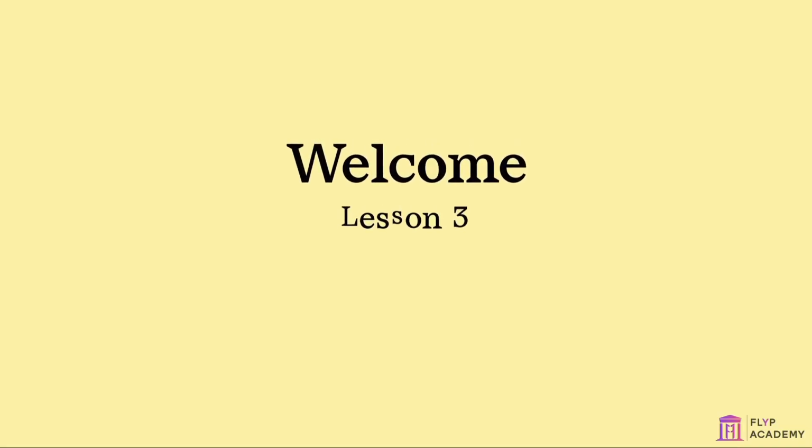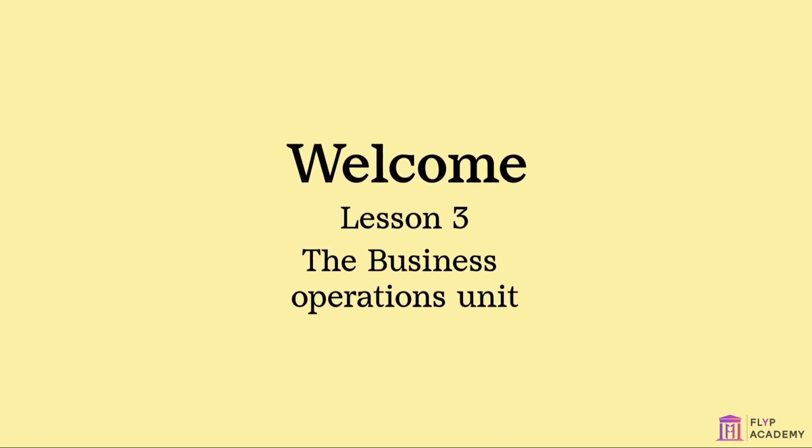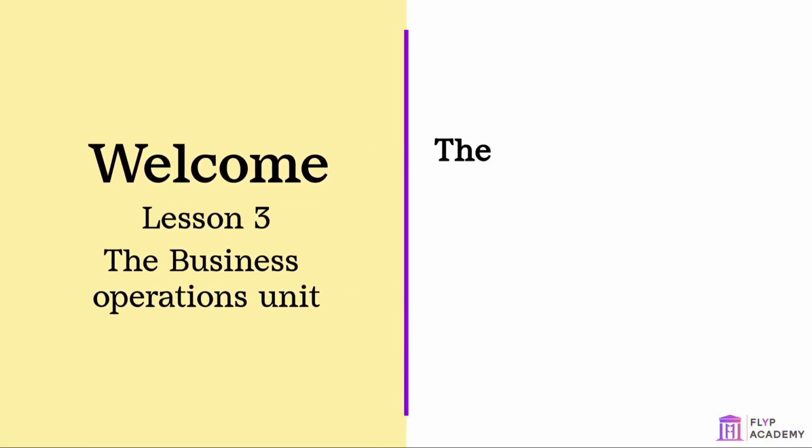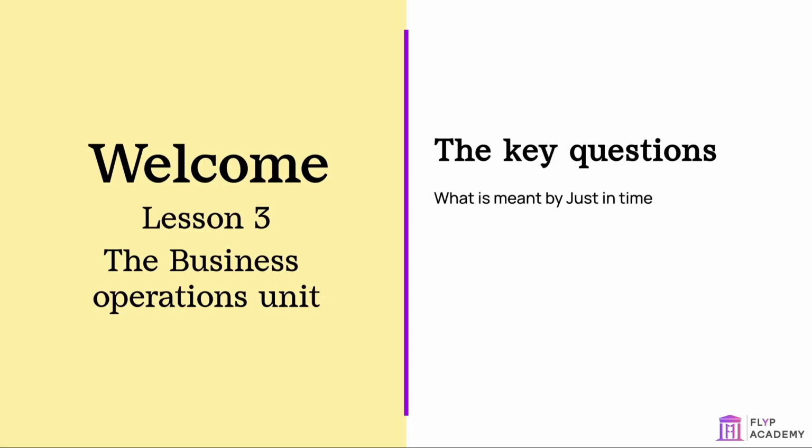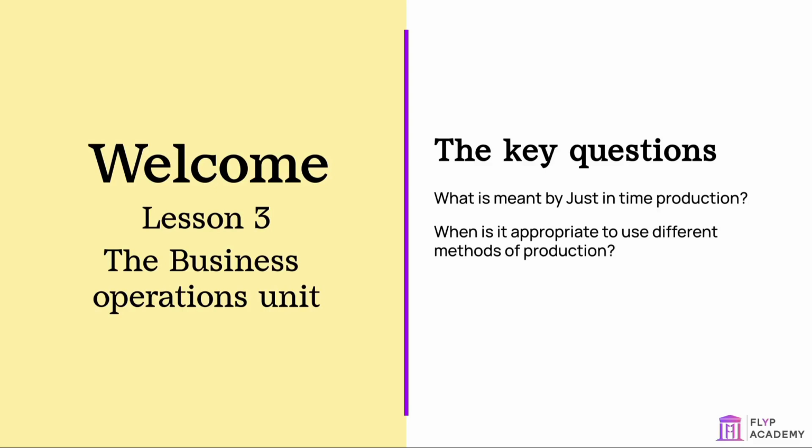Welcome to Lesson 3 of the Business Operations Unit. In this unit, the key questions are: what is meant by just-in-time production? When is it appropriate to use different methods of production? What are the pros and cons of each method of production?